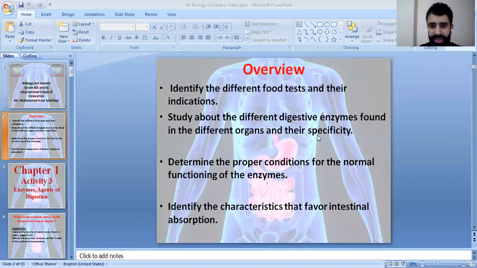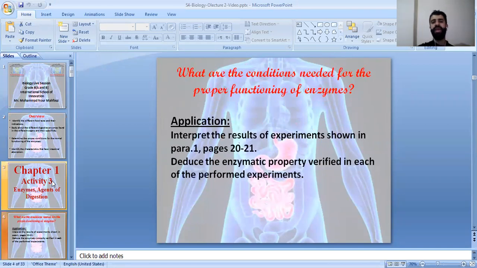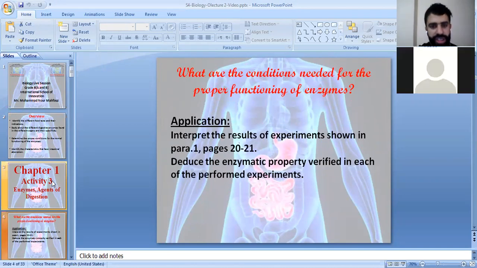In this presentation, we're going to talk about the different types of tests. Already we discovered the different types of tests, the different enzymes, and now we're going to determine the proper conditions for the normal functioning of enzymes and the characteristics that favor intestinal absorption. Let's talk here about the proper conditions for the function of the enzyme.